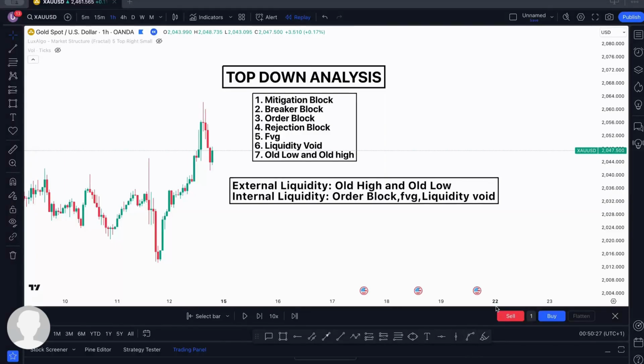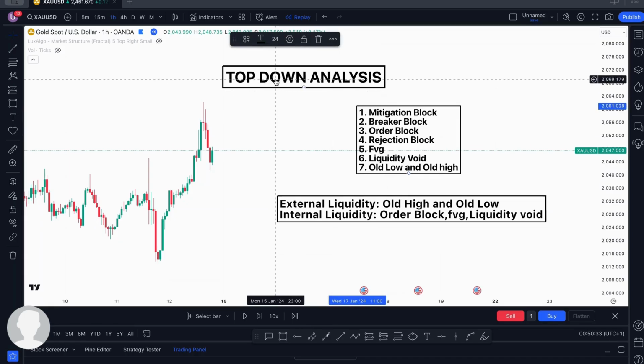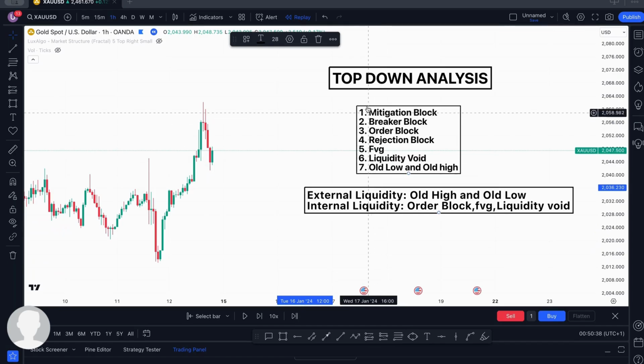So today's topic is top-down analysis. I want to show you a very simple way to do a top-down analysis that won't be so complicated, but just show you the rules and regulation. These are the steps we need to use to do a top-down analysis: mitigation block, breaker block, order block, rejection block, fair value gap, liquidity void, old lows or old highs.